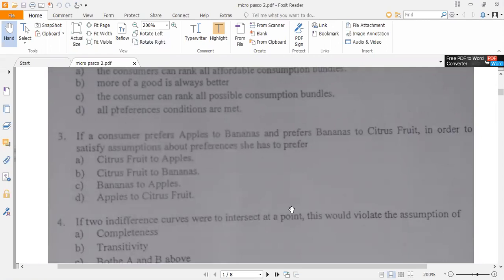Question 3. If a consumer prefers apples to bananas and prefers bananas to citrus fruit, in order to satisfy assumptions about preferences, she has to prefer. All right, so this one too is talking about the axiom of transitivity. If you prefer apple to banana and then banana to citrus fruit, then per the axiom of transitivity, you need to prefer apples to citrus fruit. So hypothetical syllogism, apples are supposed to be preferred to citrus fruit. So D.